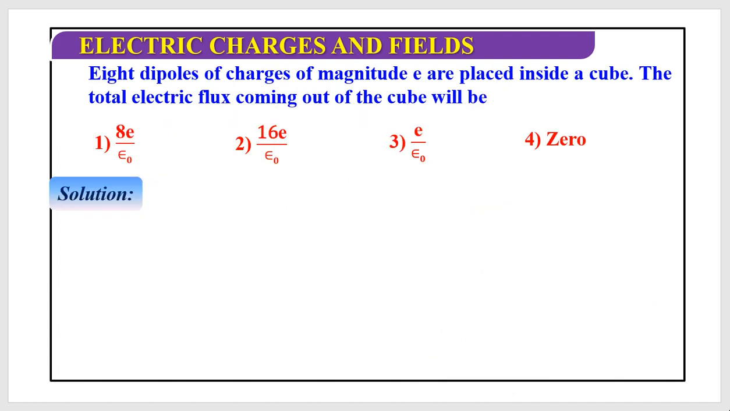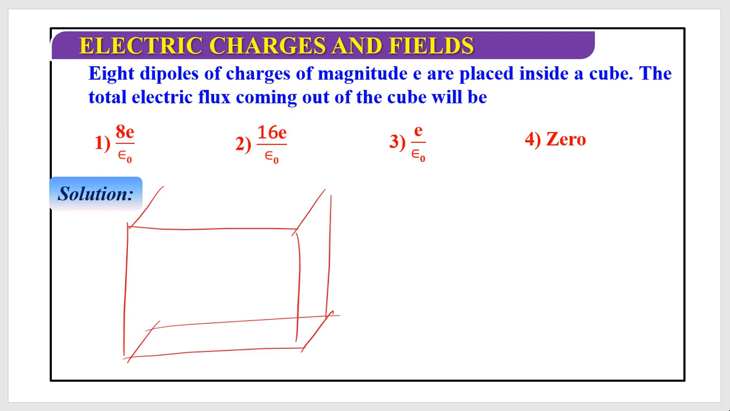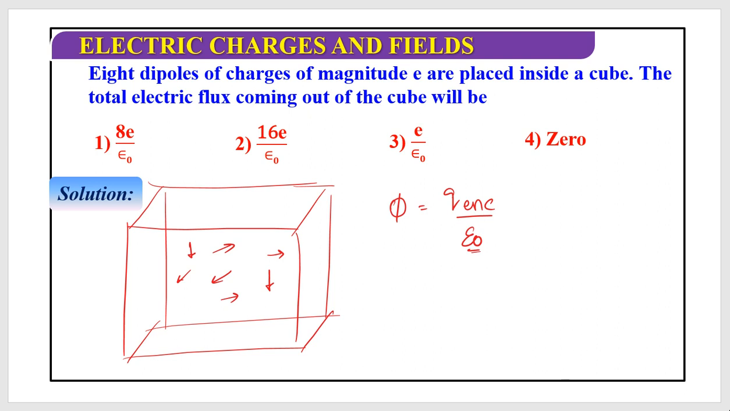Okay, let's move to the next question. They said that 8 dipoles of charge of magnitude q are placed inside a cube, and the total flux coming out of the cube will be, that means, let's say this is a cube, and they have put certain dipoles. They have given the number 8 dipoles. For flux, one relation that we'll learn in the next classes is flux equals q enclosed by epsilon naught.